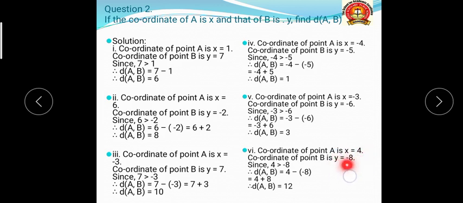X is 4, y is minus 8. Since 4 is greater than minus 8, the distance between them is 4 minus minus 8, that is 4 plus 8, that is, distance of A comma B is equal to 12.